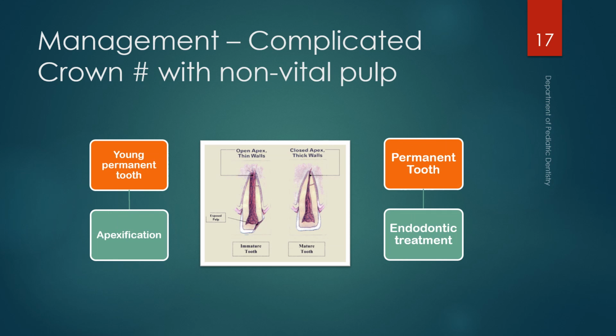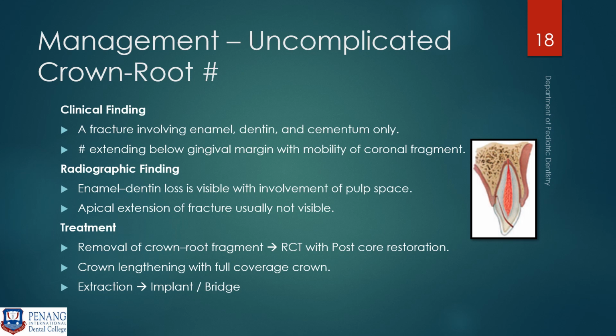And in a similar case scenario, you can have a non-vital pulp. Non-vital is very much clear. If the apex is open, go for apexification. If the apex is closed, you go for endodontic treatment. There's no two ways about it. So that was regarding the crown fracture.